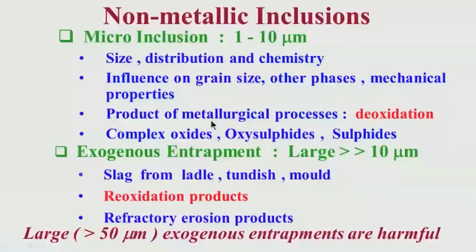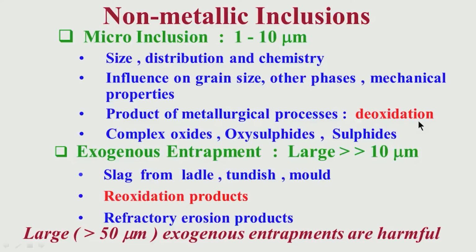Now, these are products of metallurgical processes. An example is deoxidation. That means these are generated during the metallurgical reactions in steel making. As I have told you, we have to take care of dissolved oxygen in steel by deoxidation. How do we do it? Either we use silicon, ferrosilicon, ferromanganese, or we use aluminum. In that process the dissolved oxygen will come down.